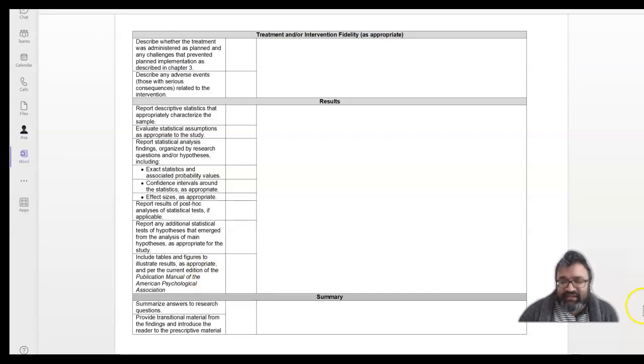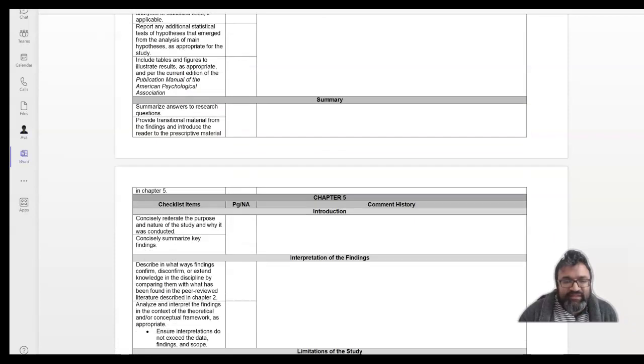So then at the end, this is quite basic. You go into summarizing answers to research questions and provide transitional material from the findings and introduce the reader to the prescriptive material in Chapter 5. So you start with the summary, you end with the summary, and in between you provide your findings, some of the univariate distributions, and then you go in and conduct your multivariate analysis.